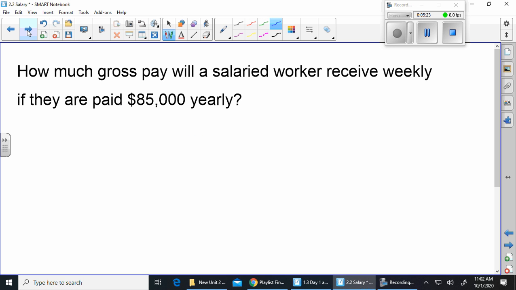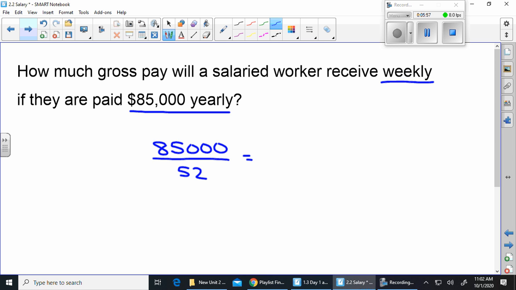How much gross pay will a salaried worker receive weekly if they are paid $85,000 yearly? So you just really have to think. If you know the whole amount, you divide. If you know the weekly, the monthly, etc., you multiply to get yearly. Since it says weekly, I know there's 52 weeks in a year, so I take 85,000 divided by 52.